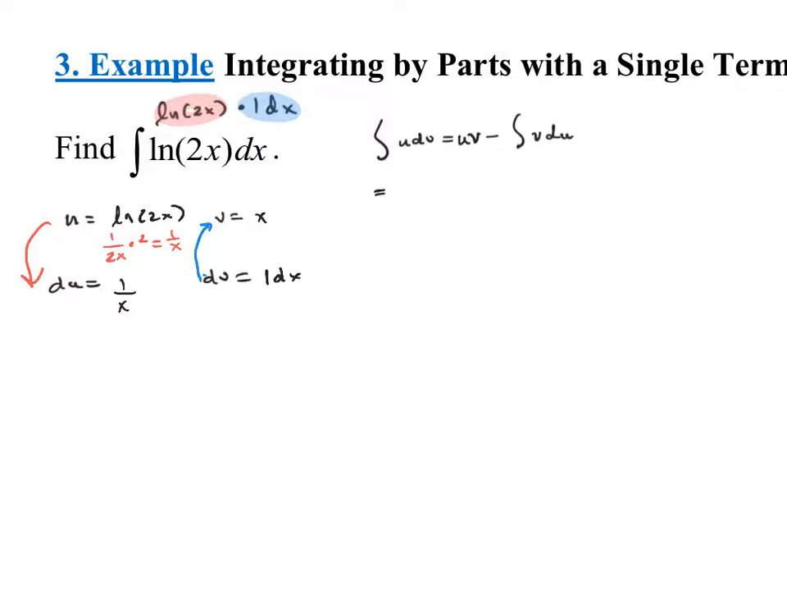Let's go ahead and plug this into the formula now. The integral of u dv, which is our original problem, is now going to be equal to uv minus the integral of v du.